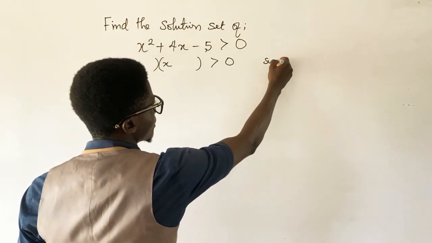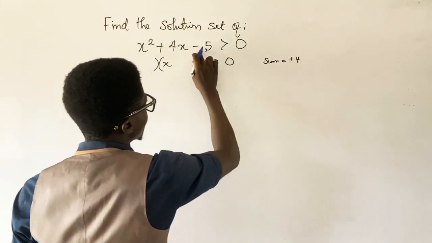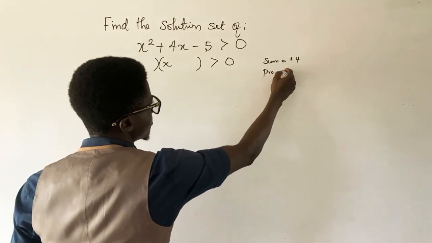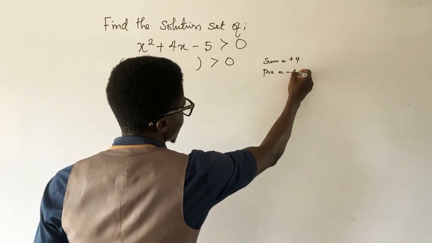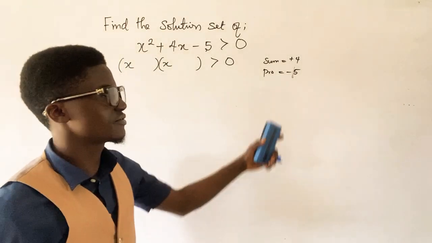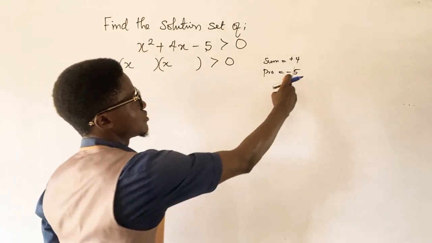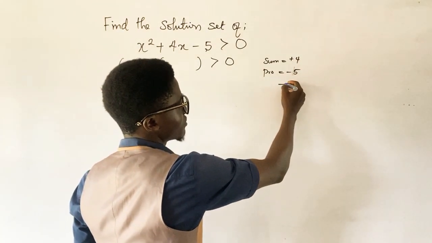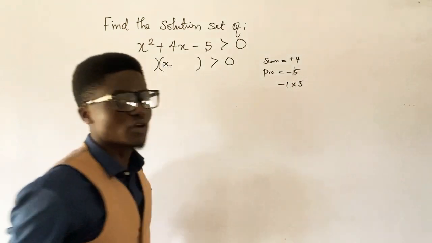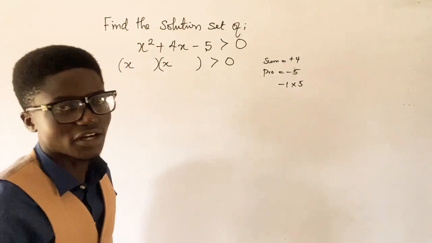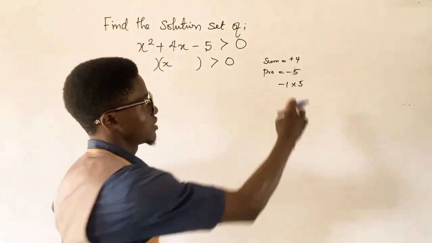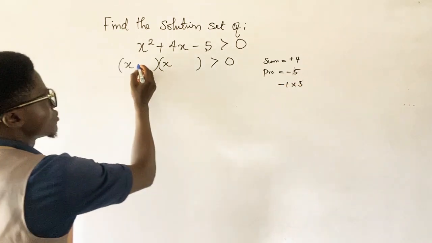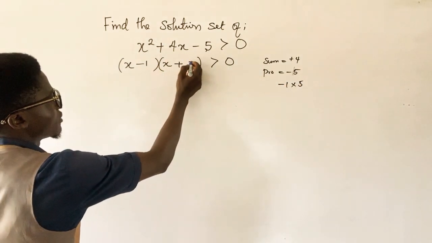If our sum is plus 4 and our product, which is the coefficient 1 times minus 5, is minus 5, let's look for the factors of minus 5 such that if we add them together, it gives us plus 4. Definitely we shall have minus 1 times 5. Minus 1 times 5 gives us minus 5, and minus 1 plus 5 gives us plus 4. Hence, our factors are minus 1 and 5. So we put minus 1 here, then plus 5.